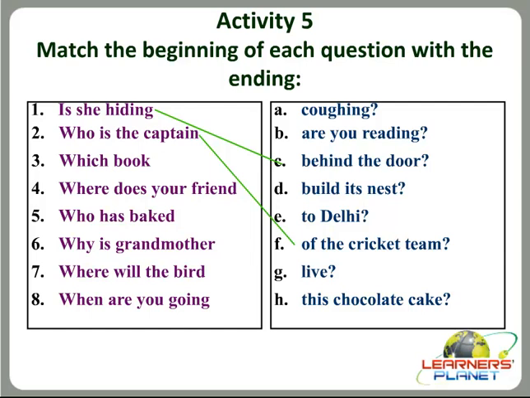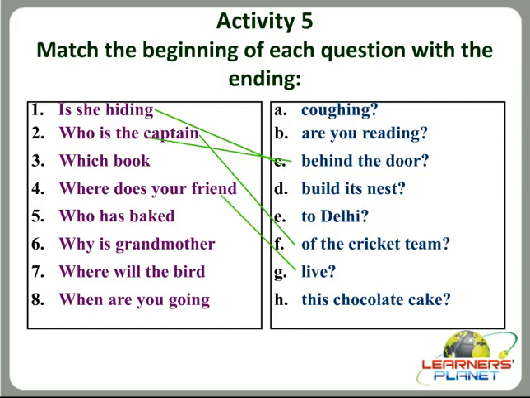Next, which book? Which book? Coughing? Are you reading? Yes, which book are you reading? Makes complete sense. The fourth question. Where does your friend, coughing? No. Build its nest? Your friend cannot build a nest. To Delhi? Where does your friend to Delhi? Does not make sense. Live. Yes, this makes complete sense. Where does your friend live?